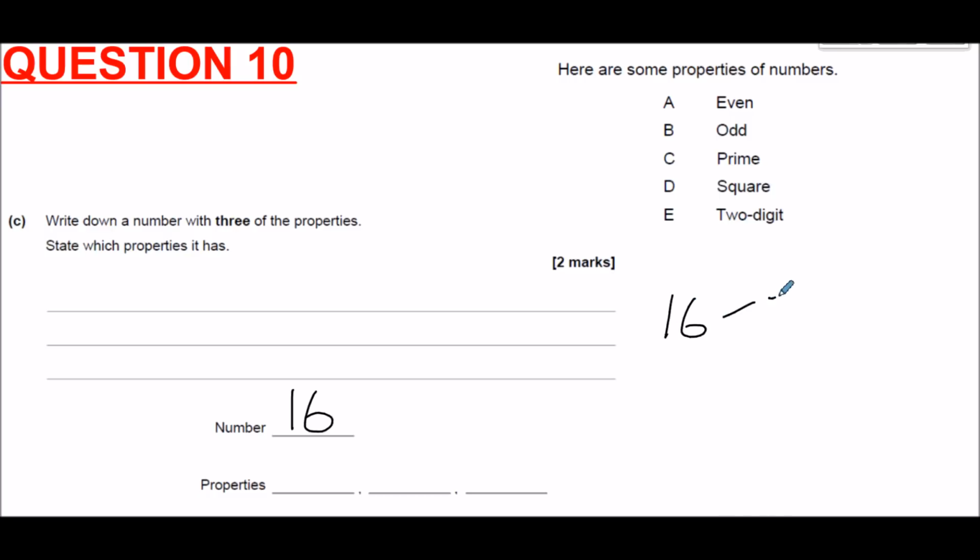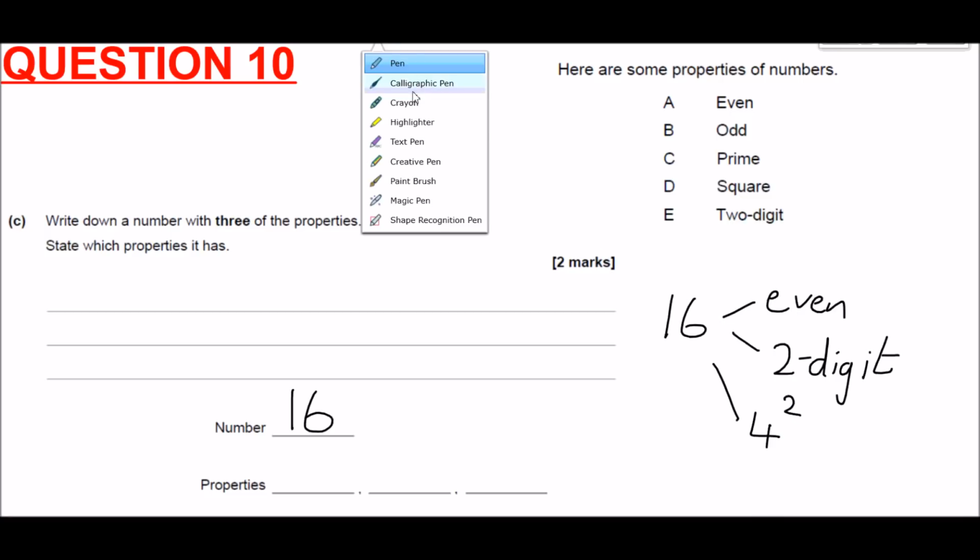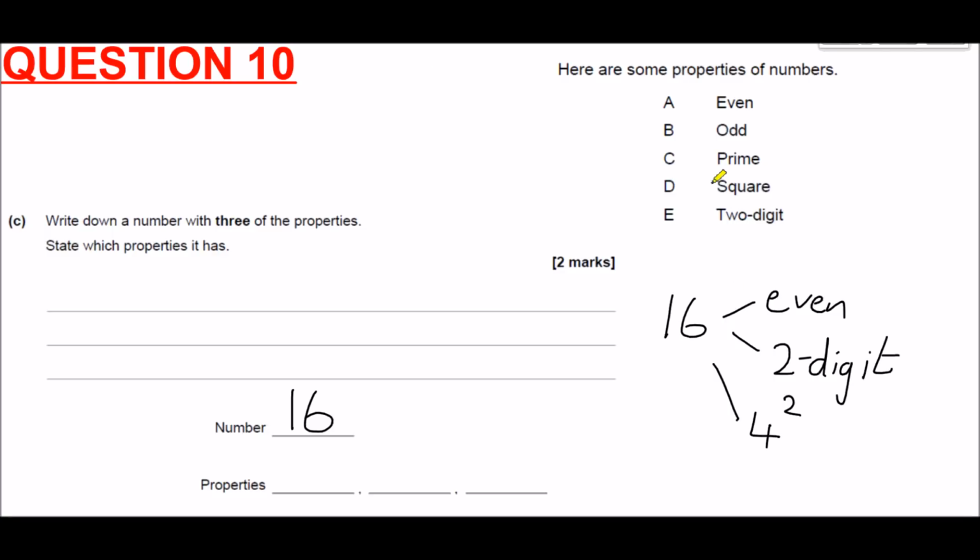16, it's even, it's 2 digits, it's also a square number, it's 4 squared, 4 times 4 is 16, and so it's a square number because it's 4 squared. So this one, 16, we could say 16 ticks the box because it's A, even, it's D, a square number, and also E, it's 2 digits. And so that's one of many we could have picked.